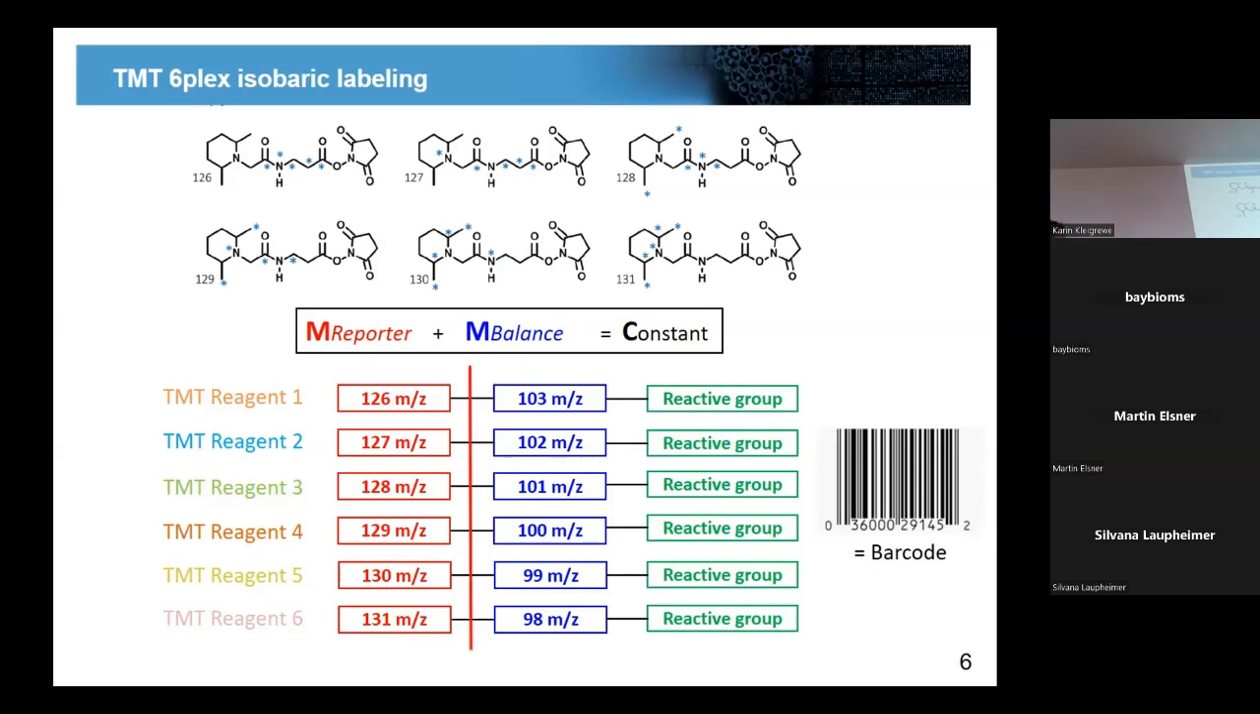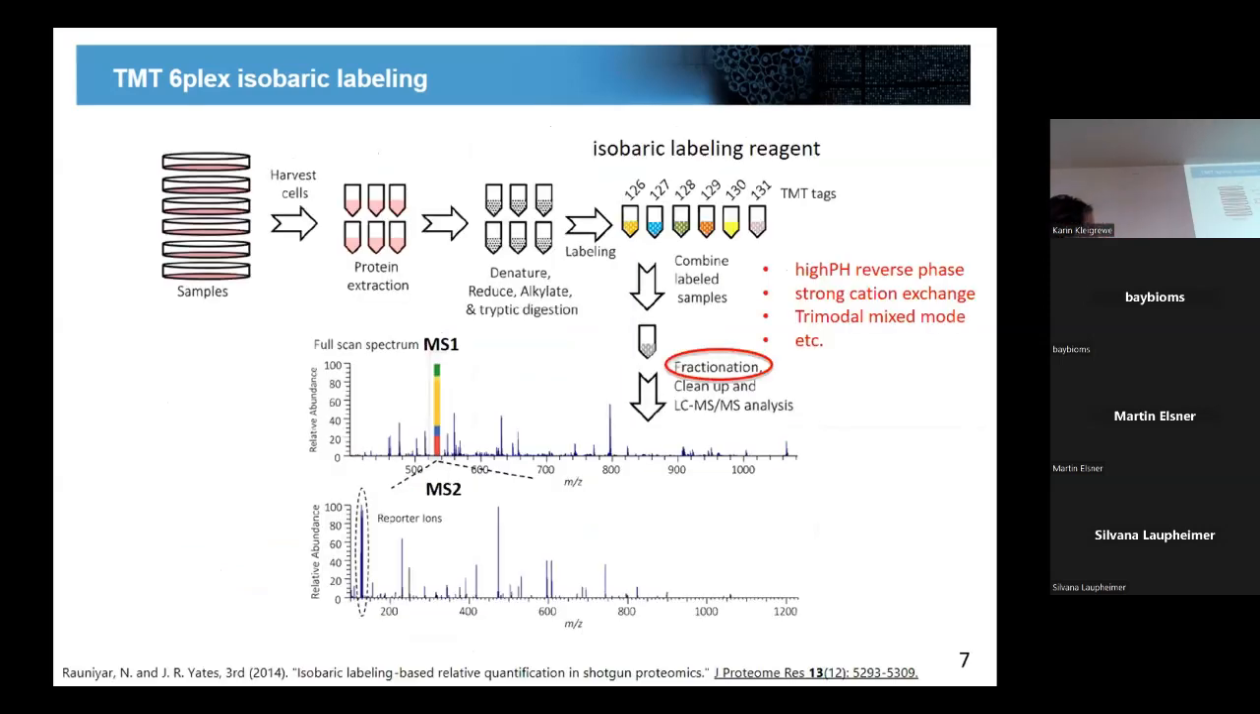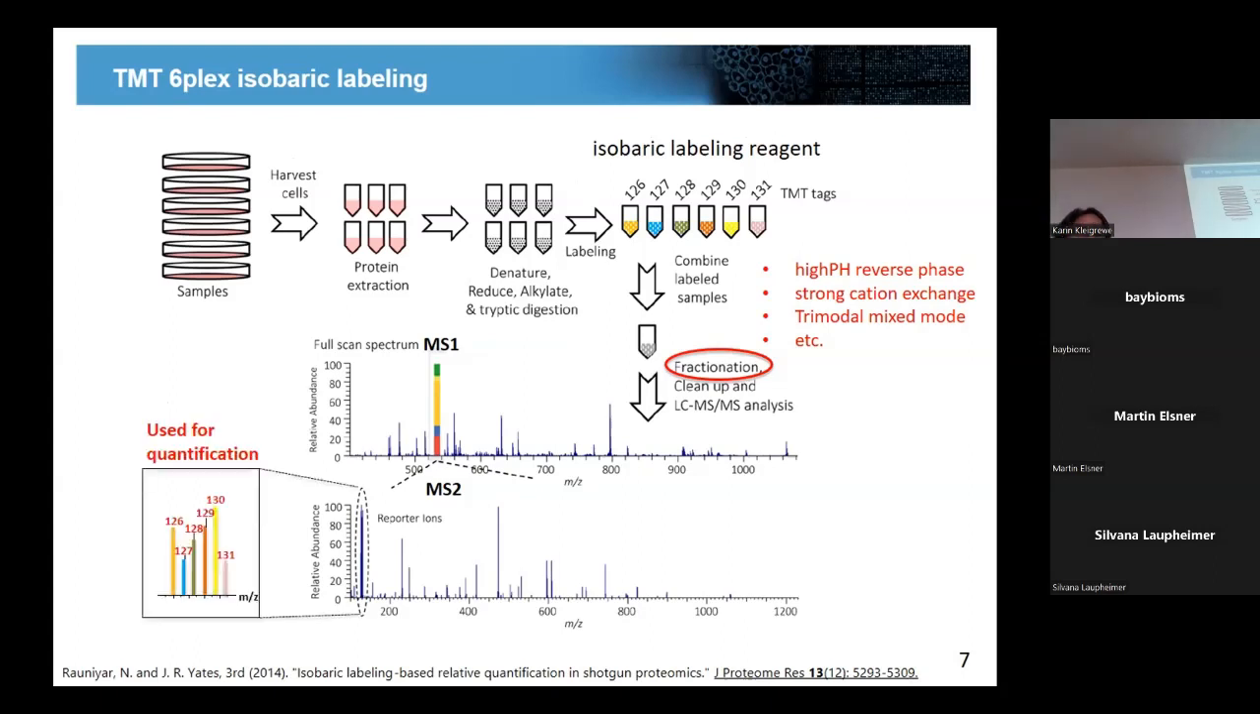in a way that upon fragmentation, the bond between reporter and balancer will break. So this bond here will break, and we will get a free reporter ion produced. And this free reporter ion we will see here at the very low mass range of our MS2 scans. And these reporter ions we can now use for quantification. We can differentiate a peptide coming from the first, second, third, or sixth sample, while all the other ions that are also produced are used to identify the underlying peptide, the identity of the peptide, as we always do in proteomics.